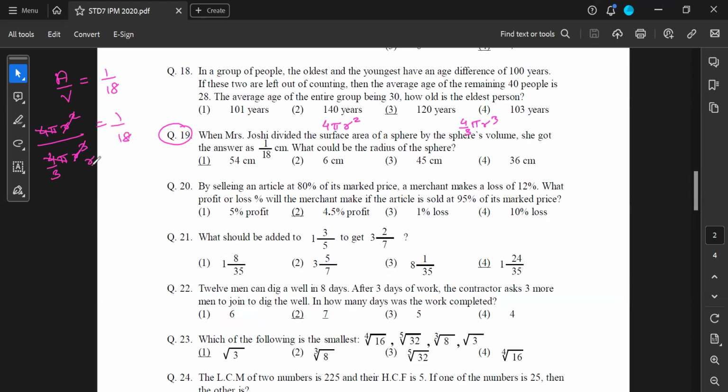It's on the other side. I take this r to the other side, I take this 18 to this side. Denominator 3 multiplies with 18. Therefore, r's value is 18 multiplied by 3, which is 54.